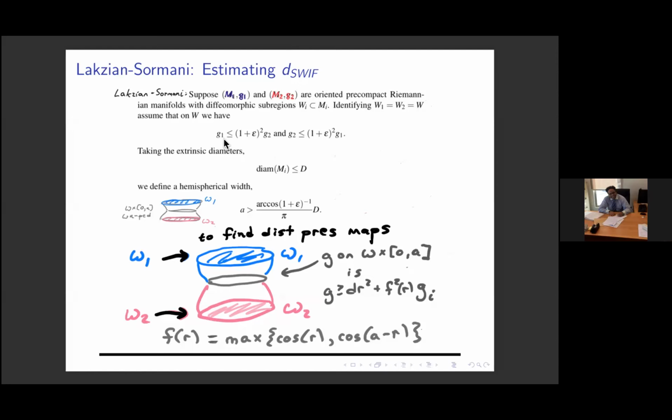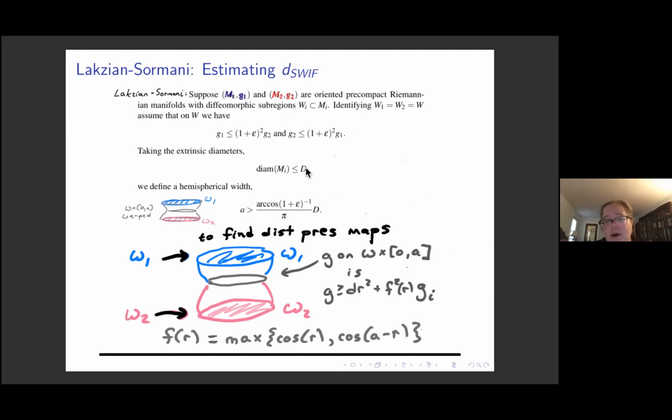All right. So we assume G1 and G2 are different metric tensors on the W. That's how we're drawing this, so I don't have to pull back and write pullback symbols. And so the G1 and the G2 are closely related scale-wise and off by 1 plus epsilon on both sides, and taking the intrinsic diameters to be less than or equal to D. So we're going to assume that the diameters are uniformly bounded.